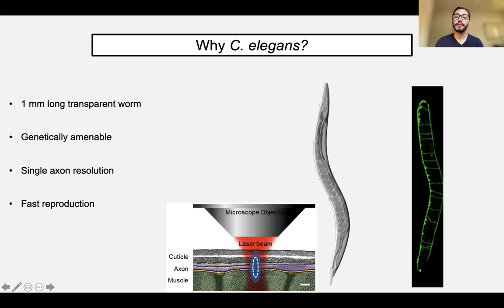And I'm doing this in the model organism C. elegans. C. elegans are small, 1 millimeter long, transparent worms. We can easily genetically manipulate them, adding genes, removing genes, and we can easily visualize axons and cut them because of their transparent skin. And they also reproduce very fast, which is very convenient for doing a lot of experiments.